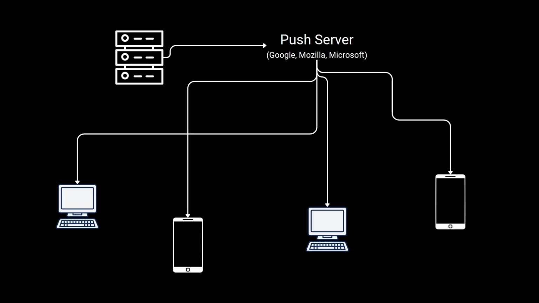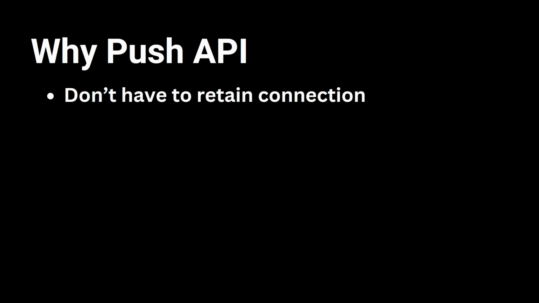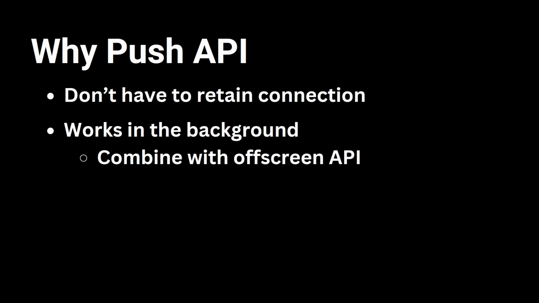So yeah, this is the diagram from before for the push server. And as you can see, the connection is not established by us. It's not retained by us. We just send data to the push server if we have data, and the push server will handle everything for us. So why Push API? Well, first, you don't have to retain connection. Second, it works in the background. This is something that you cannot achieve by yourself. In order for you to send something in the background, you need Push API, you need push technology.